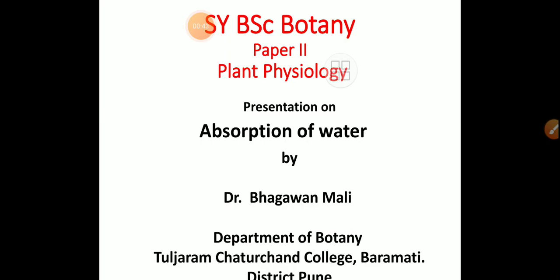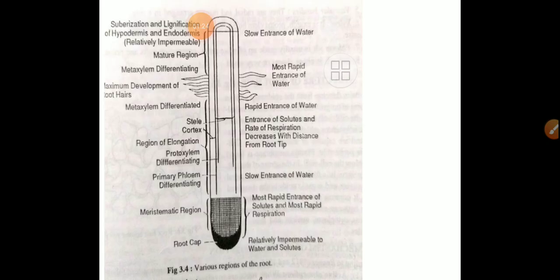Now, exactly how the absorption of water takes place is the main part. As we know, the root system absorbs the water from the soil. But keep in mind that only the capillary water from the soil is available to the plant. There are three types of water present in the soil: gravitational water, hygroscopic water, and capillary water. Only the capillary water is absorbed by the plant with the help of the root system.